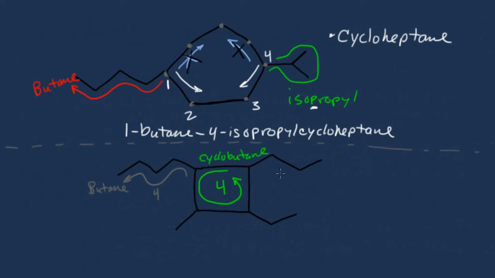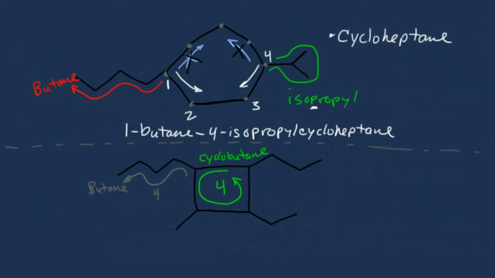So which one do we call our parent chain or ring? Well, remember from the last video that our parent chain is going to be the chain or ring that has the most substituted groups onto it. In this particular case, our cyclobutane has 4 substituents, whereas the butane, if it were a parent chain, would only have 1 substituent.